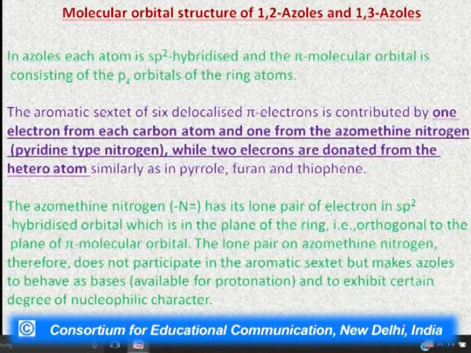Now comes the molecular orbital structure of these azoles. In azoles, each atom is sp2 hybridized and the pi molecular orbital consists of the pz orbitals of the ring atoms. The aromatic sextet of 6 delocalized pi electrons is contributed by 1 electron from each carbon atom and 1 from the azomethine nitrogen, that is pyridine type nitrogen, while 2 electrons are donated from the second heteroatom, similarly as in the case of pyrrole, furan and thiophene. The azomethine nitrogen has its lone pair of electrons in the sp2 hybridized orbital, which is in the plane of the ring, that is orthogonal to the plane of the pi molecular orbital.